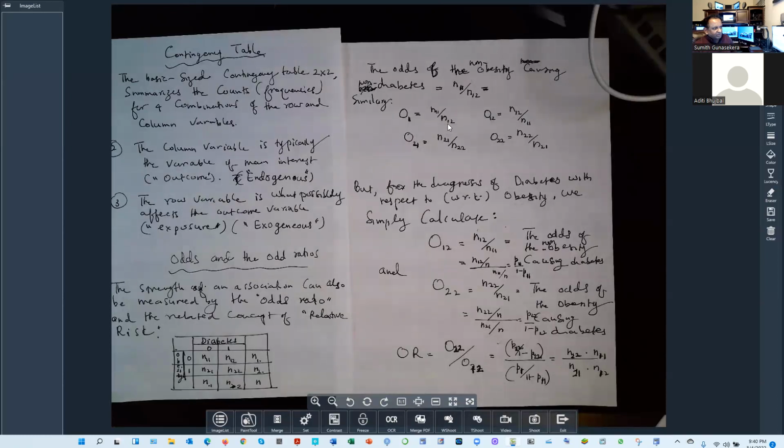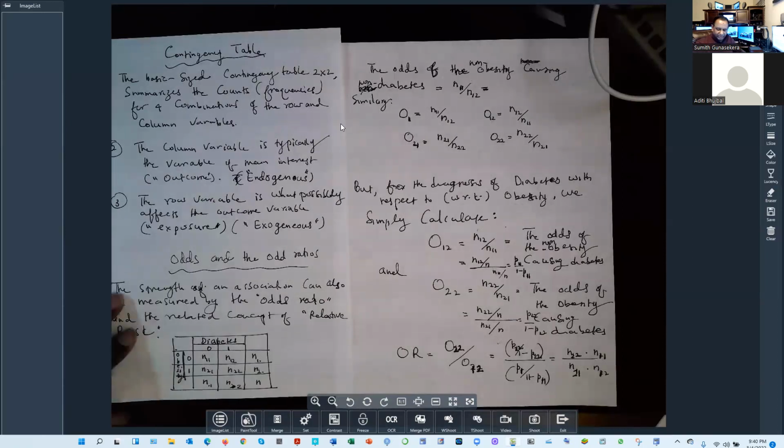See, N11 divided by N12. So that's called the occurrence, and this is called the non-occurrence. The probability of occurrence divided by the probability of non-occurrence is called the odds.